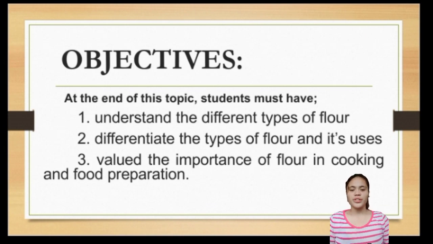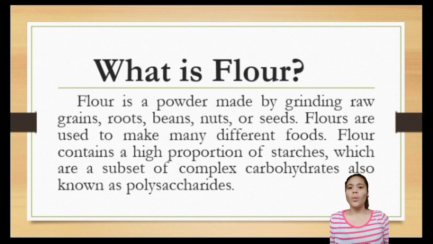The introduction of this topic is: what is flour? Flour is a powder made by grinding raw grains, roots, beans, nuts, or seeds. Flour is used to make many different foods. Flour contains a high proportion of starches, which are a subset of complex carbohydrates, also known as polysaccharides.